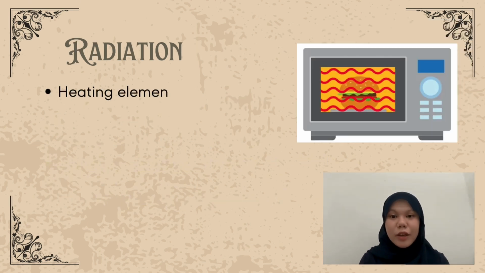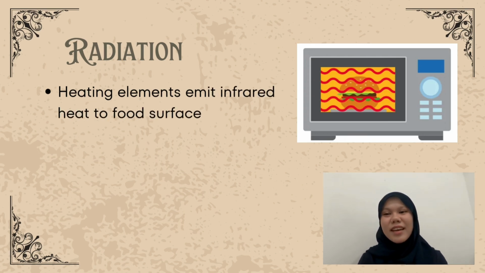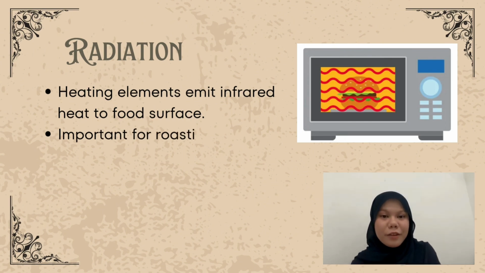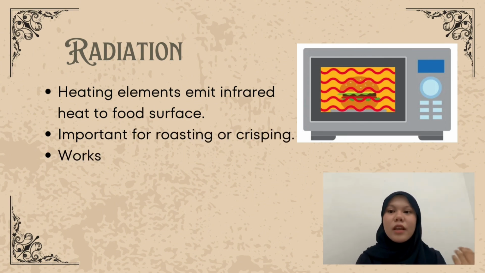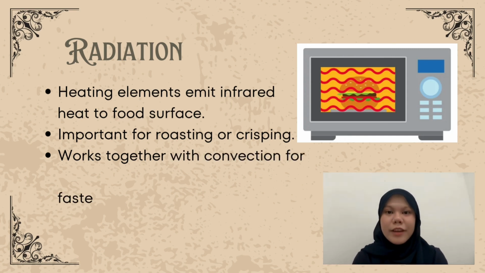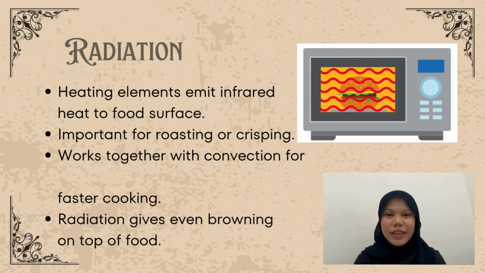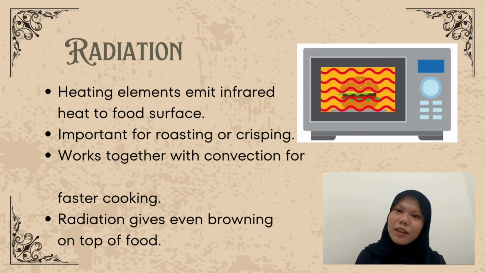And now, last one, we have radiation. Radiation happens when the heating element inside the oven gives off infrared heat that travels directly to the food surface. This type of heat is important for roasting and crisping the top layer of food. Radiation usually works together with convection to make cooking faster and more even. It helps give the nice golden brown color on top of food like chicken or pastry.